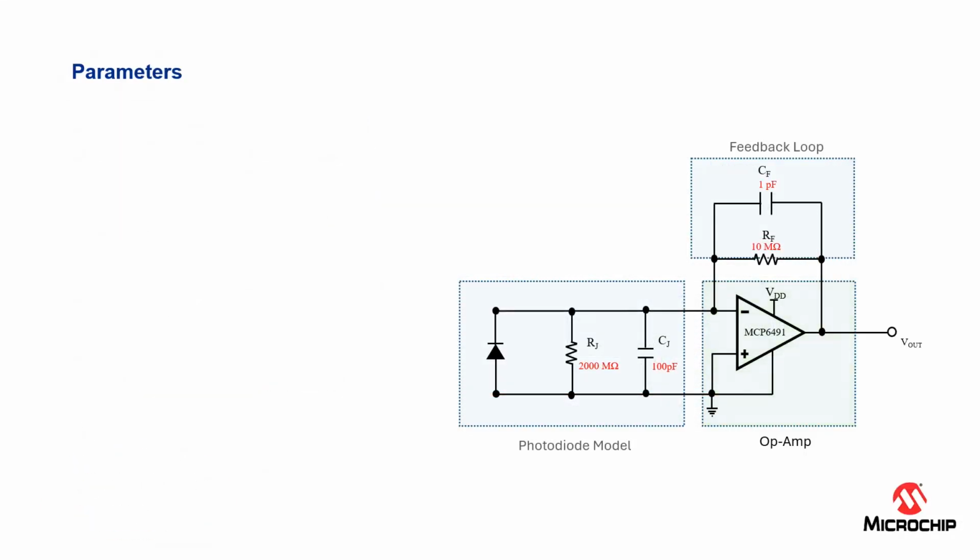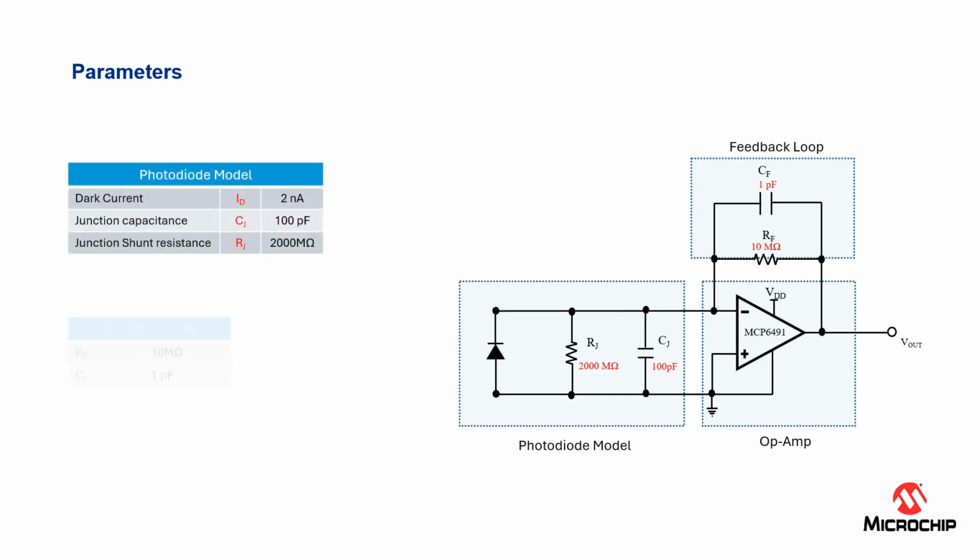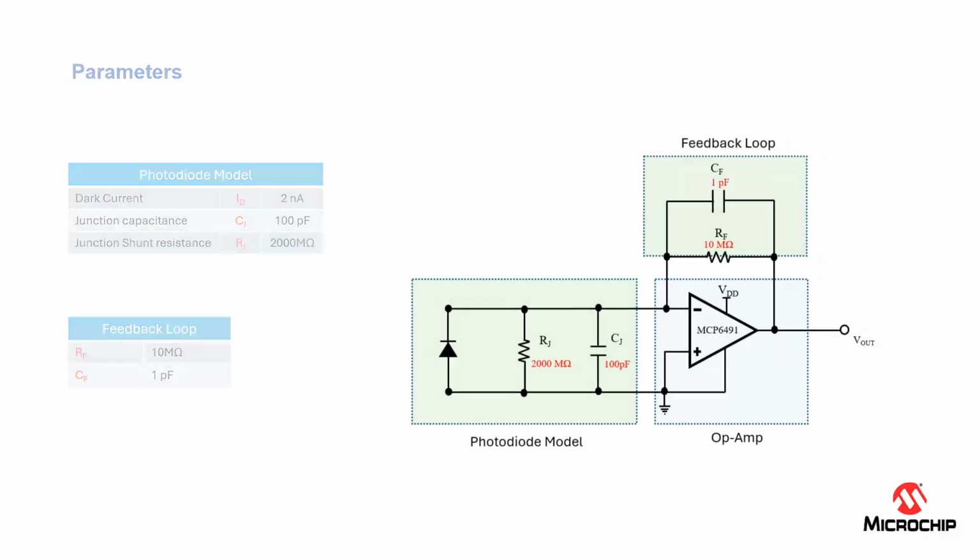Now, to get the parameters for the feedback loop and the photodiode model, let's look at the circuit of the Photodiode amplifier circuit and the datasheet of the photodiode. The junction capacitance is 100 pF. The shunt resistance is at 2000 megaohms. The feedback resistance is 10 megaohms. And the feedback capacitor is 1 pF.